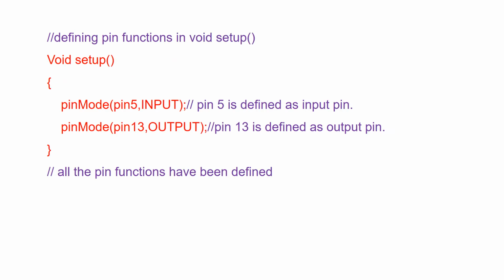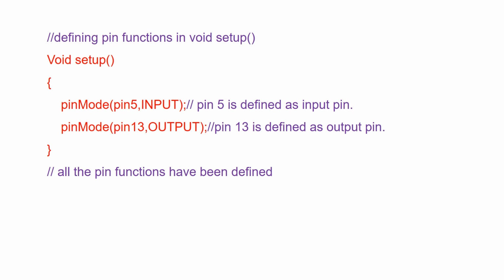Now we will be defining the functions of different pins in void setup function. Type void setup, open the small bracket and close the small bracket. In next line, open the curly brace. Go to the next line, give a tab space, type pinMode, open the small bracket, pin 5 comma input, close the small bracket. This means pin 5 is defined as input pin.